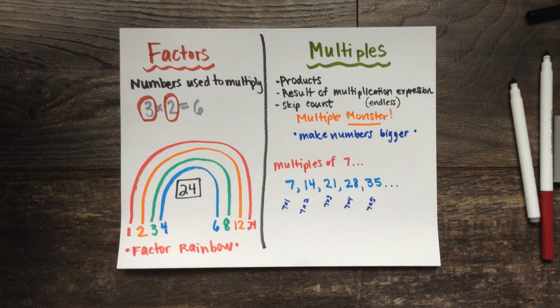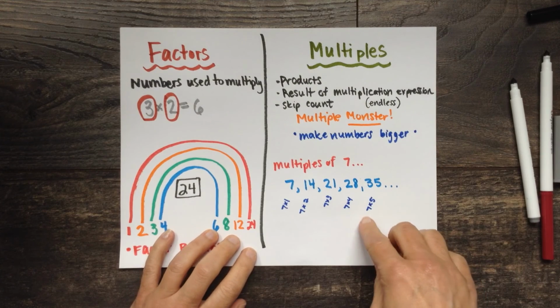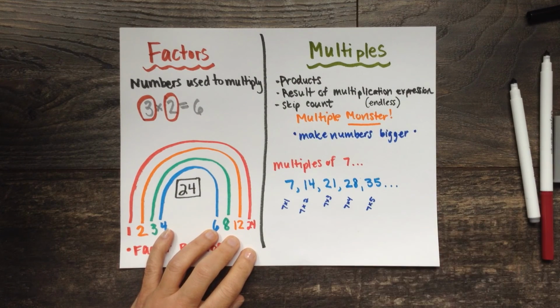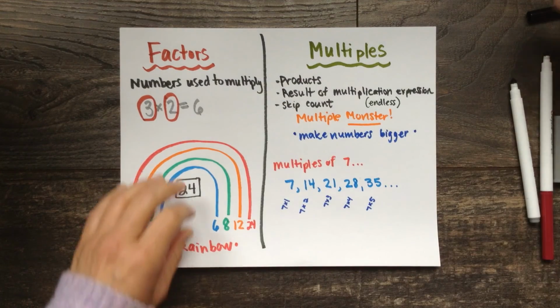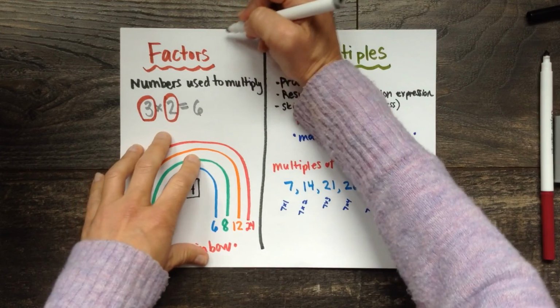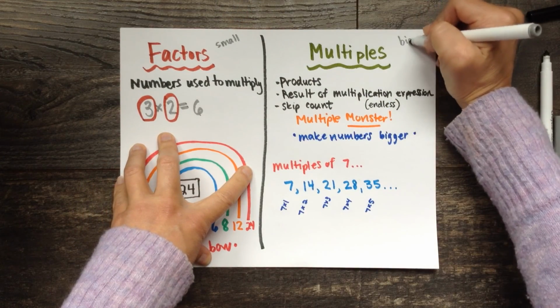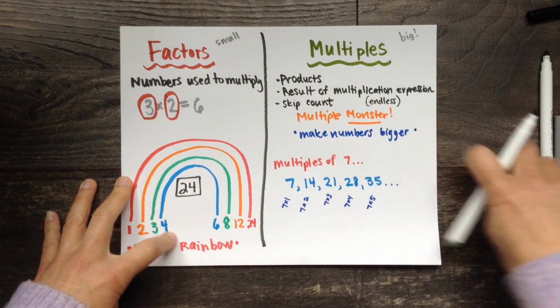Is 49, for instance, a multiple? Yes, because 7 times 7 is 49. So 49 would be a multiple of 7. So factors, think small. Multiples, think big. Okay? Factor rainbow, multiple monster. You got it.